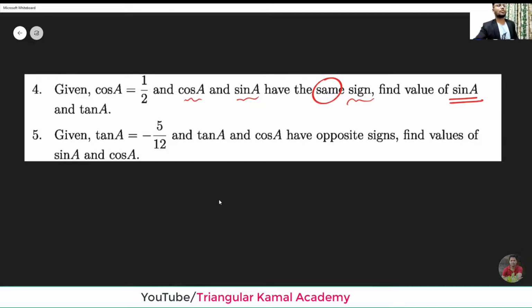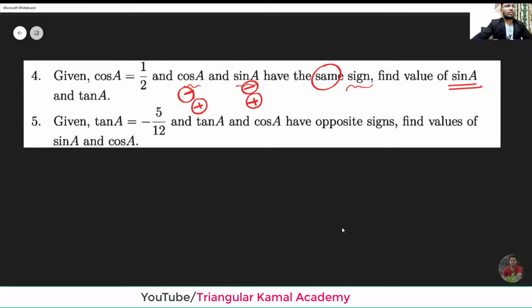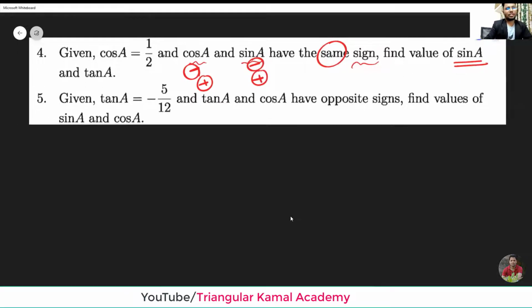So now we have to know in which quadrant cos and sin have the same sign. They may be minus and minus, cos may be minus, sin may be minus, or cos may be plus, then sin should be plus, because they should have the same sign. So now first step, we have to explain the quadrant. In which quadrant both cos and sine have the same sign.